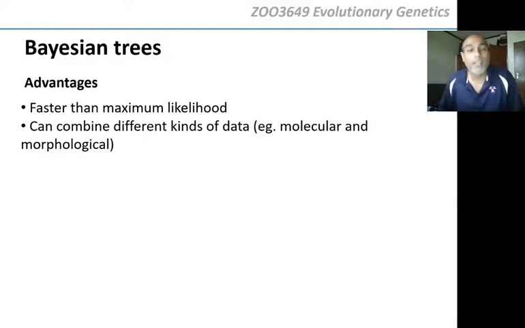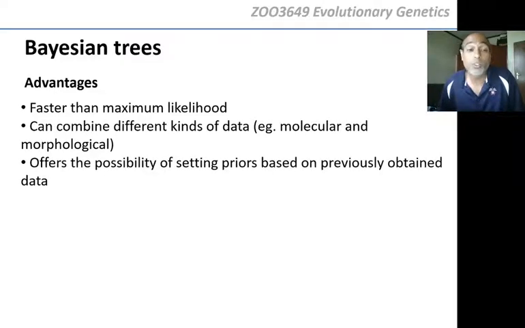And Bayesian can also combine lots of other data, molecular data, morphological data. Bayesian also offers a possibility of setting priors based on previously obtained data. Massive advantage over likelihood. But what are the disadvantages?